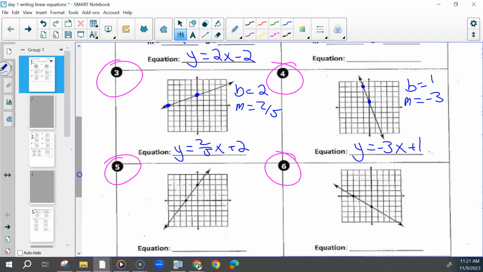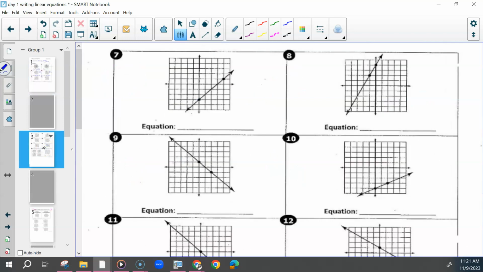Alright, other questions about before we go on to the next page? Go on to the next page. Let's do number 7.